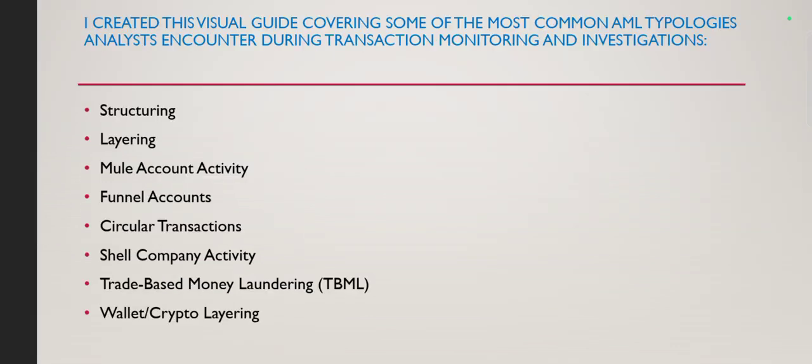I created these visual guides covering some of the most common AML typologies analysts encounter during transaction monitoring and investigation. First is structuring, second is layering, third is money mule account activities, fourth is funnel account, fifth is circular transactions, sixth is shell companies activities, seventh is trade based money laundering, and eighth one is wallet and crypto layering.